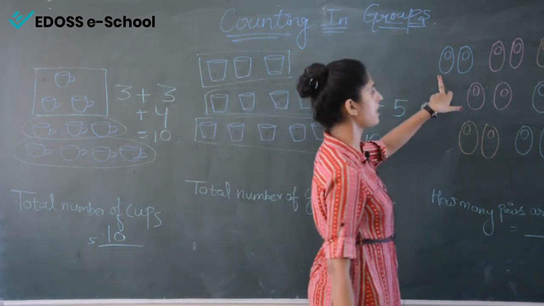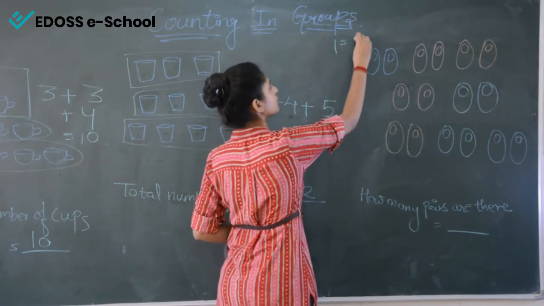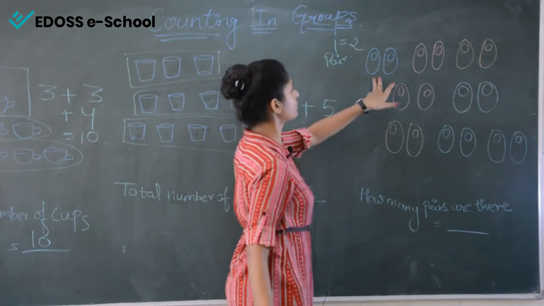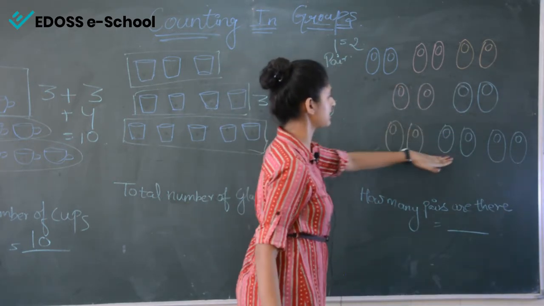Then next we have to count the number of pairs of shoes here. So one pair is equal to 2 shoes. One pair is equal to 2. So this is one pair, 2, 3, 4, 5, 6, 7, 8.